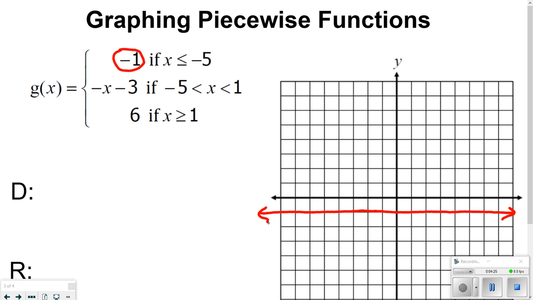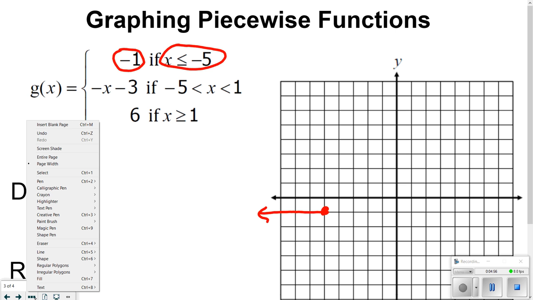Now, I only need the graph for x values less than or equal to -5. Well, an x value of -5 is here, and the x values less than that are to the left. So I'm going to erase everything to the right of that point. Now, notice that my point is solid because x is less than or equal to -5. We only fill in the circle if it can equal that value. So let's move on here.